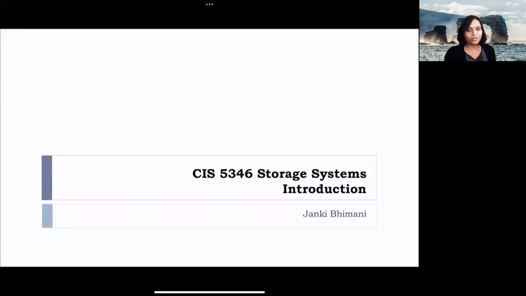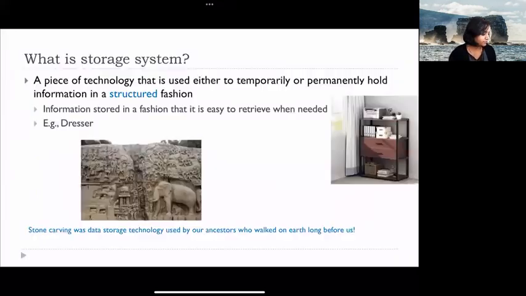Hello everyone, welcome to this first lecture of our storage systems lecture series course. In this lecture, we are just going to see the overview of what to expect in this course, what you will learn in this course, and what is expected from you during this course.